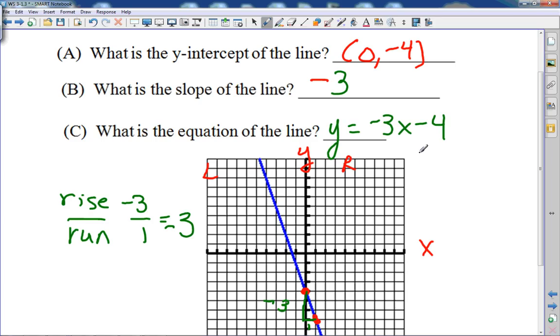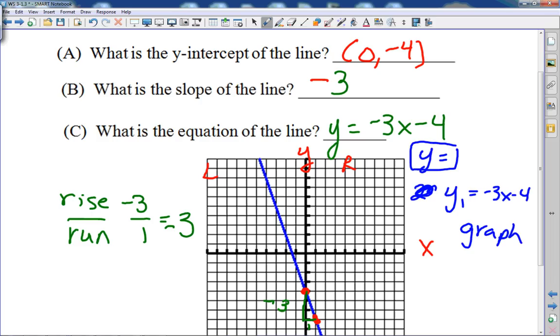To check and make sure you did this right, go to y equals on your calculator, and put into y1 negative 3x minus 4. Now just press graph. Look and see if your graph matches what it has right here on our paper.